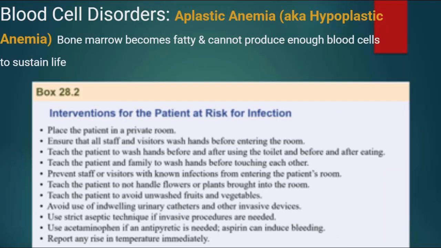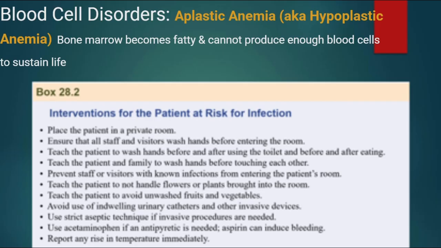In aplastic anemia, the patient has very low white blood cells, making them extremely vulnerable to infection. Infection prevention is therefore one of the most important aspects of nursing care. First, we should place the patient in a private room to minimize exposure. All staff and visitors must wash their hands before entering, and we need to teach the patient and family to do the same before meals, after toileting, and after any contact.